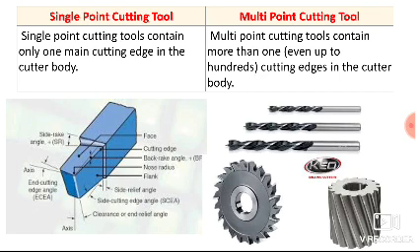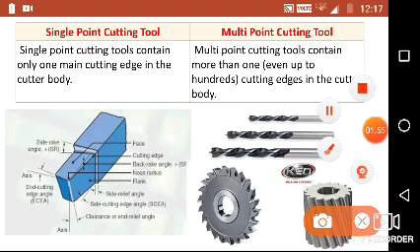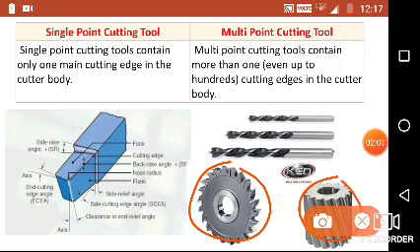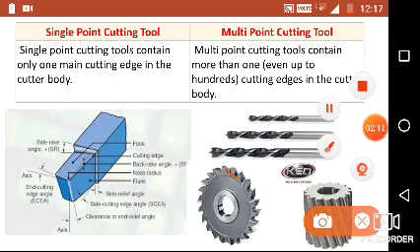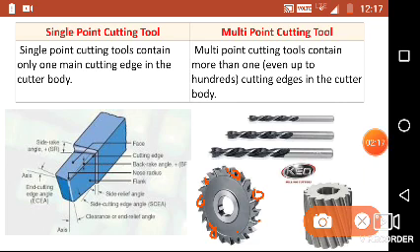In case of multi-point cutting tool, it contains more than one, even up to hundreds of cutting edges in the cutter body. The figures at the right hand side are multi-point cutting tools. This is a diagram of a side milling cutter, this is a plane milling cutter, and these are the drill bits. Here you can see the plane milling cutter or the side milling cutter has a number of cutting edges, with which you can remove the material. Whereas a single point cutting tool has only one cutting point.